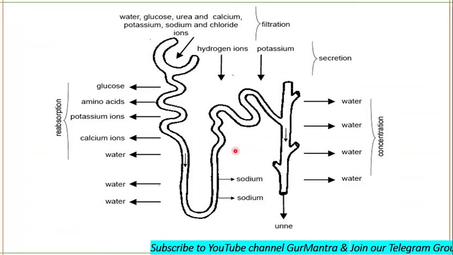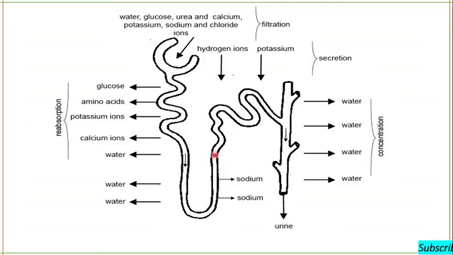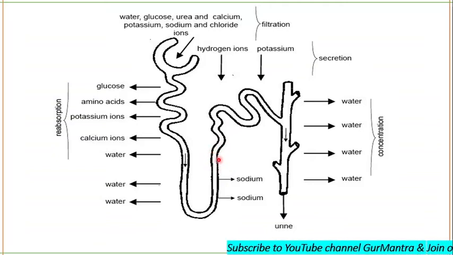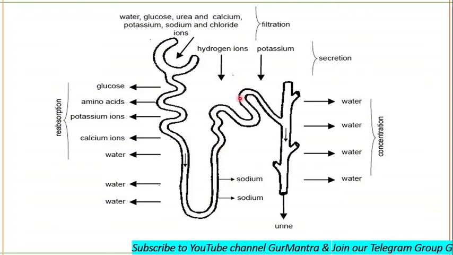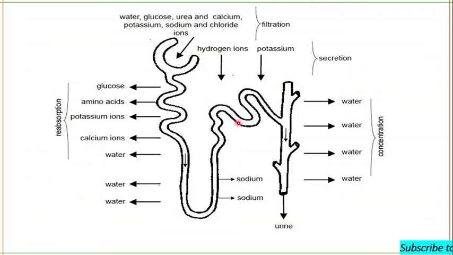Okay, 25% of the filtered load of sodium chloride and potassium ions are reabsorbed in the loop of Henle, and mostly in the thick ascending segment. And some ions such as calcium ion, bicarbonate ion, and magnesium ion are also reabsorbed in the thick ascending segment of the loop of Henle.